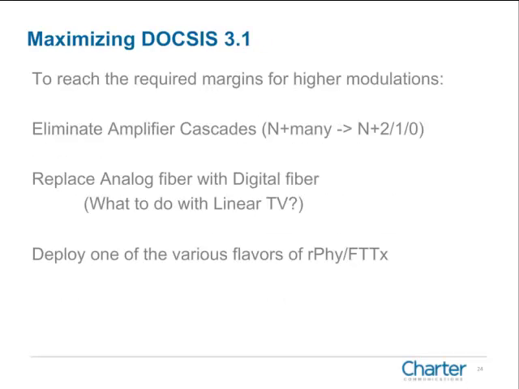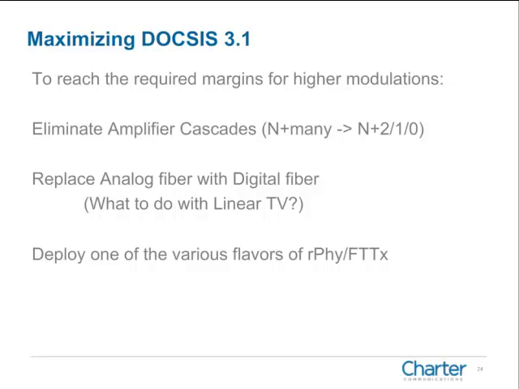So a few things for maximizing DOCSIS 3.1, in order to reach these higher required modulation. This isn't quite a 1, 2, 3 cookbook, but it certainly could serve as a decent guide. First thing would be to eliminate amplifier cascades, and to go from N+many down to N+2, or 1 or 0 would be ideal.